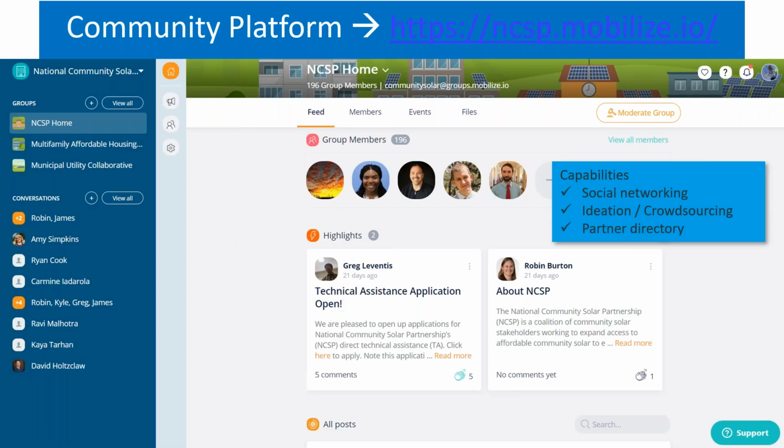Our community platform that we're using is called Mobilize, and we have 196 folks who are participating in this platform, and the link there is on the top. Folks can register at that link for the partnership. We do have you fill out a registration form that asks for some of your input about what you would like out of the partnership, and asks you to share some information about your organization and their goals for community solar. But we are hoping this platform will be a kind of fun, innovative, interesting way to engage with other community solar stakeholders.